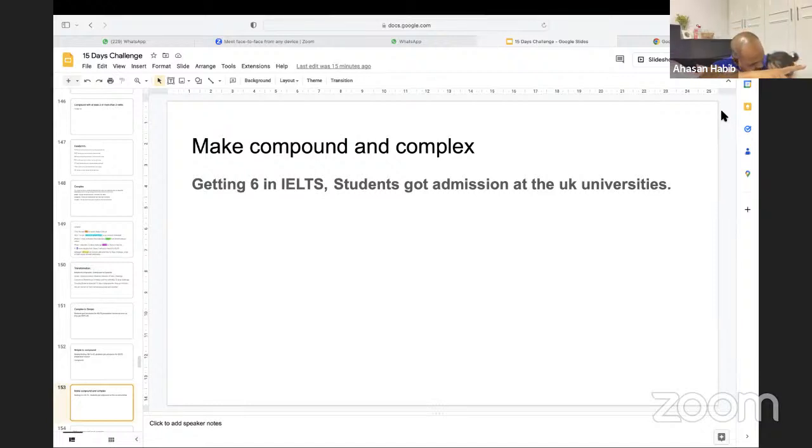Okay, that's fine. So all you need to do is make compound sentence. Now this is your turn. Can you please make compound sentence? Getting 6 in IELTS, comma, students got admission at UK University. So this is a simple sentence. I'd like to see a compound sentence from you. Very quickly, please type in the chat box.